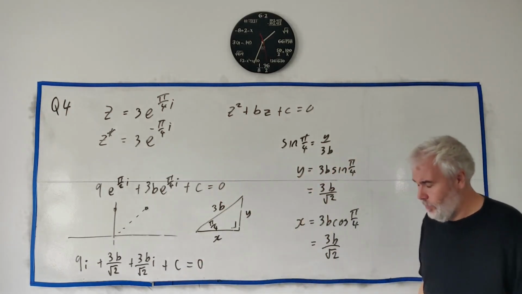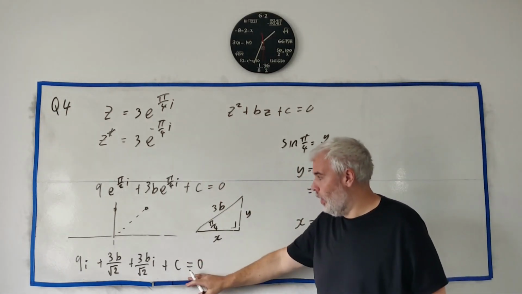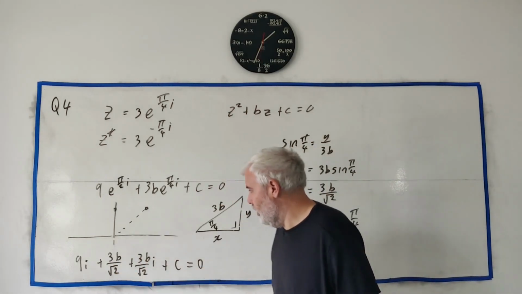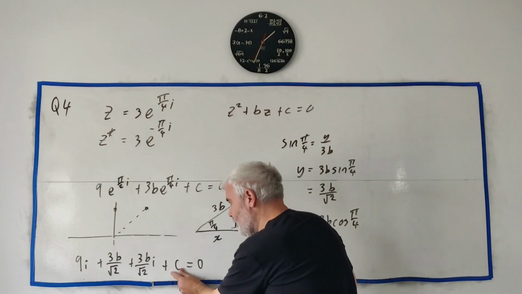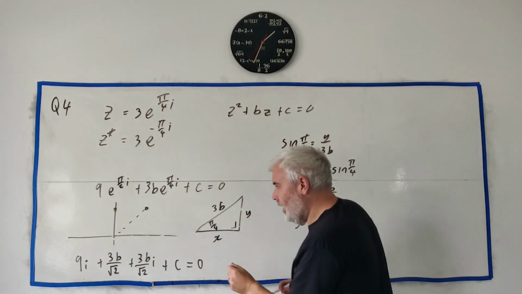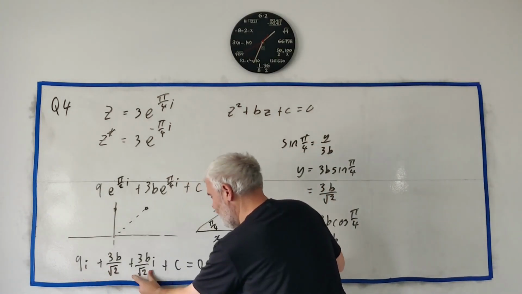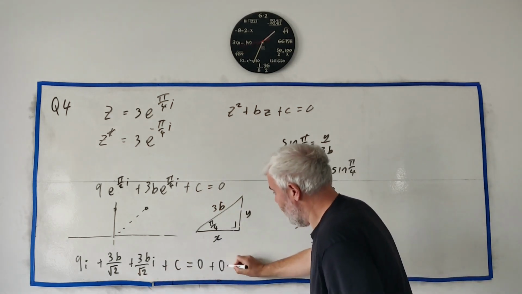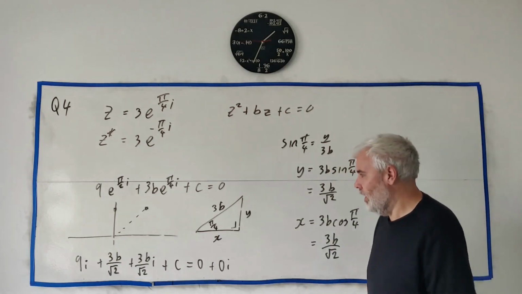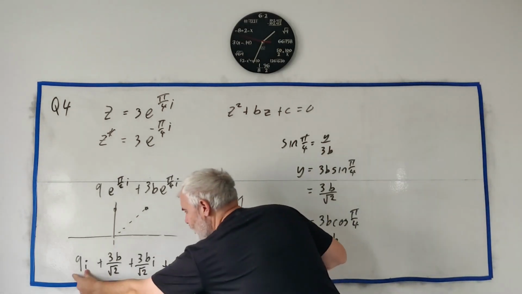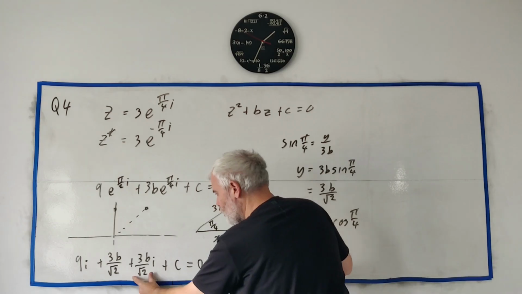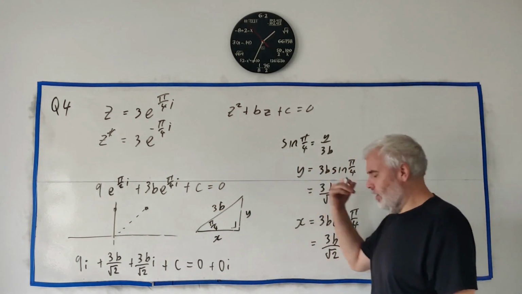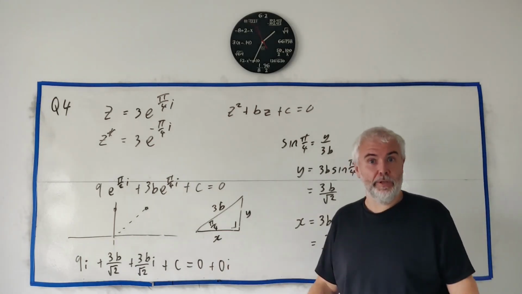I'll clear off the rest of the board so we can do this. But now we have one equation with two unknowns, but it's complex. We have real parts, this part and this part, which must equal 0. And we have imaginary parts. This part must equal 0 as well, because there are no i's over this side. There's 0 i's on the right. And if you notice, 9 and 3b over square root of 2 and 0, there's only one unknown in that. So let me clear this off and we'll solve this for b and c.